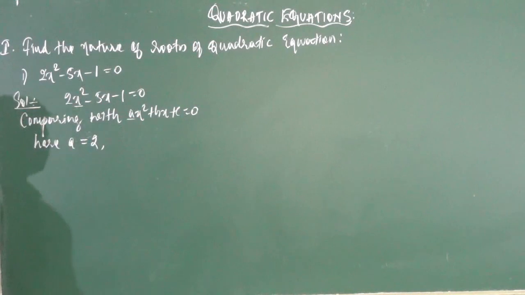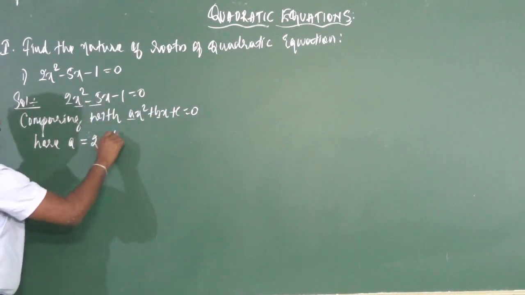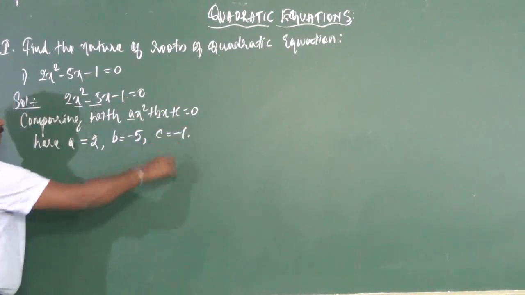Right? So how to compare? By looking. You have to look properly, you have to look carefully. That's very important. Right? Okay. So a is equal to 2. Then b is equal to minus 5. Right, exactly. b is equal to minus 5. c is equal to minus 1. Right, okay.